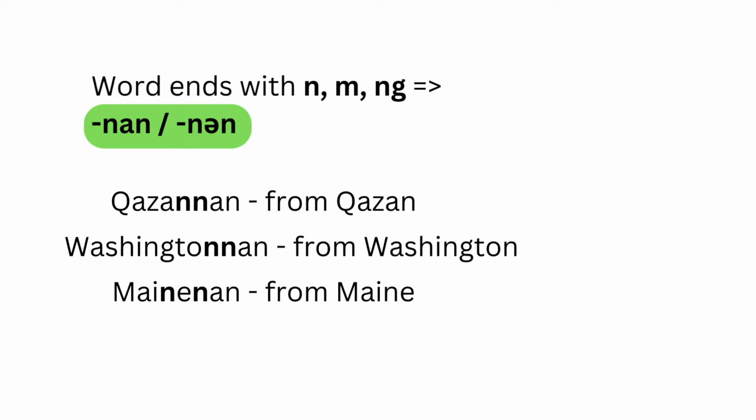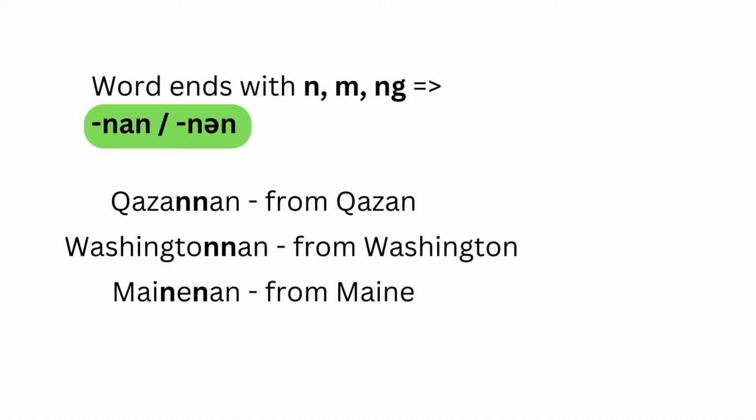And finally, if the noun ends with nasal consonants like n, m, and ng, we always add the ending non or nen. For example, Kazan, it's my hometown. Kazan ends with a nasal consonant, that's why we add non. Kazan non, from Kazan. Washington non, from Washington. Maine non, from Maine, and so on.